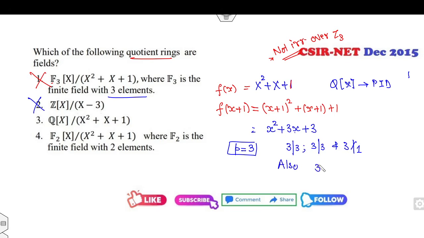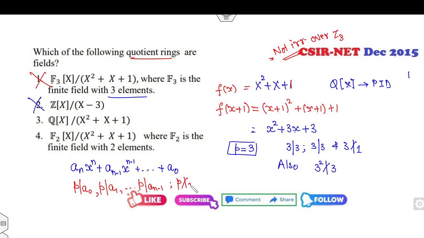Also 3 square doesn't divide the constant. Remember, whenever you have a polynomial of this nature, x^n minus 1 plus up to a_n, then if you choose a prime number p which divides a_0, which divides a_1, which divides a_{n-1}, but p doesn't divide a_n, and also p square doesn't divide a_0, then you can say this polynomial is irreducible by the Eisenstein criterion.